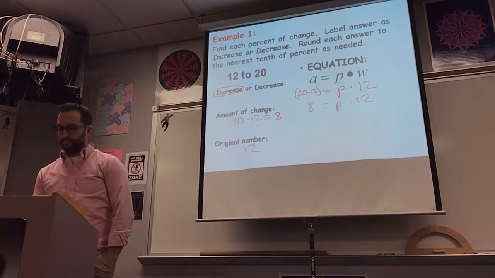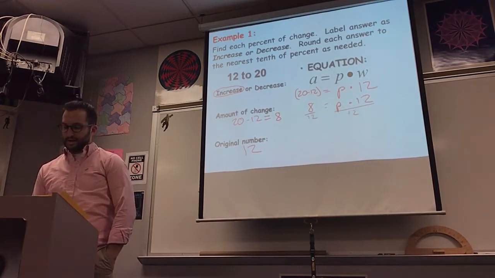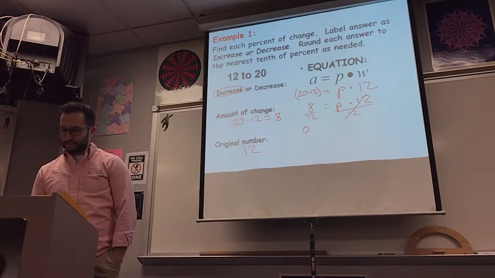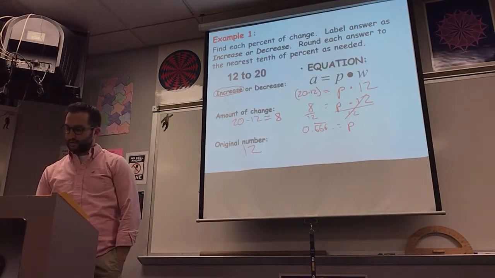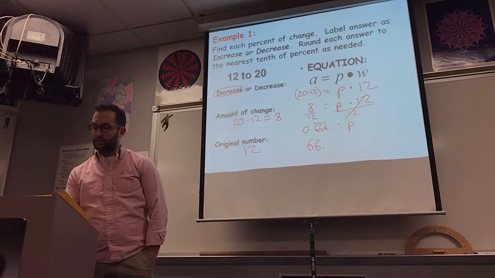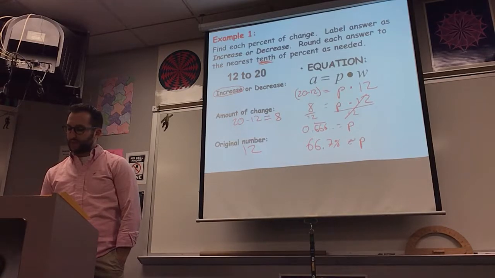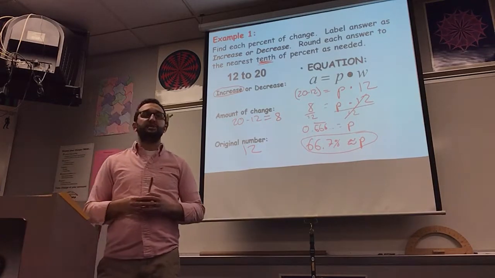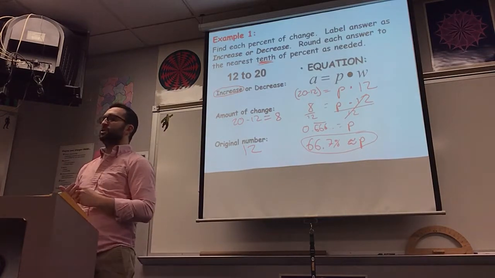What do I do to both sides? Divide by 12. And we get 8 over 12 is my percent, which is what? 0.6. What's that as a percent, though? 66. And we're going to round to the nearest tenth. So that would be 66.7%. And we'll say it's approximately P. It's a 66.7% increase, which means that it increased by 66.7% of the original amount.